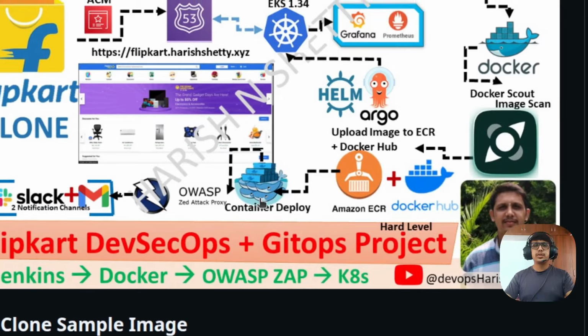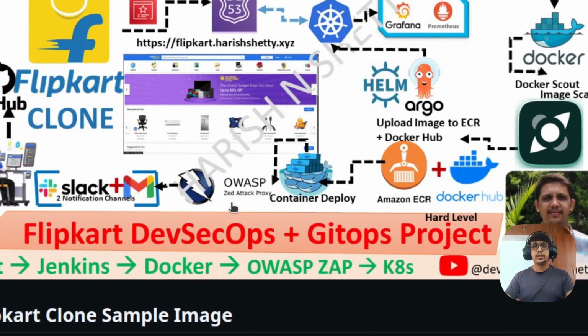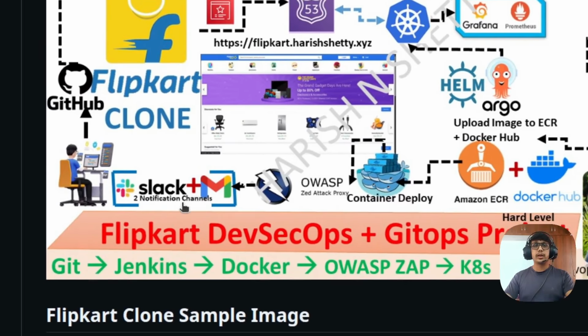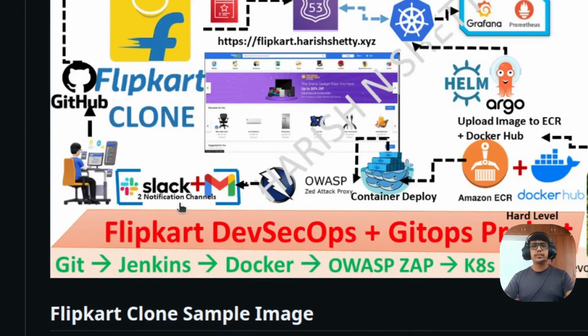Once the container is up, we are going to run the DAST, dynamic application security testing, using OWASP ZAP. We get the report as HTML. Once the whole pipeline succeeds, we get an email notification with attachments of the reports generated by all the security scans. Now one more notification we are going to set up here is Slack. For Slack, we should notify all the team members, right? So we are using Slack.